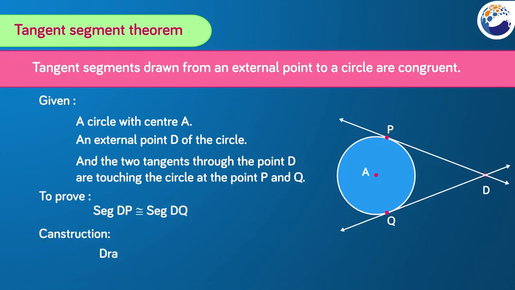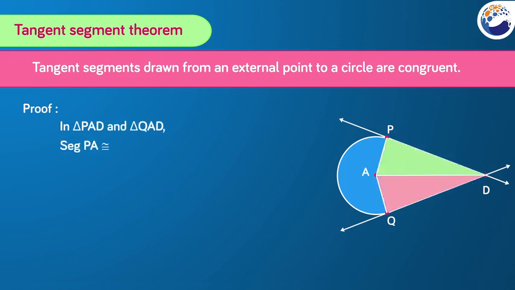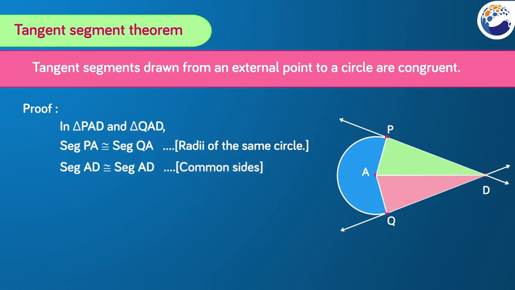Construction: draw segment AP, segment AQ and segment AD. Proof: in triangle PAD and triangle QAD, segment PA is congruent to segment QA, since they are radii of the same circle. Segment AD is congruent to segment AD by common side.